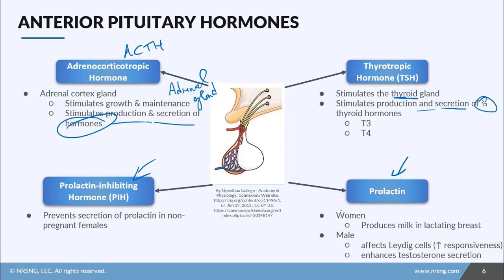Now, what happens is in women, prolactin is going to produce milk in the lactating breast. In men, it actually affects the Leydig cells and increases the responsiveness of testosterone secretion. The prolactin inhibiting hormone is going to prevent the secretion of prolactin in non-pregnant females. So that will keep lactation from occurring in non-pregnant females.